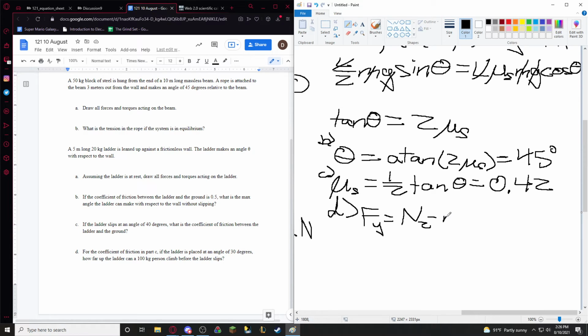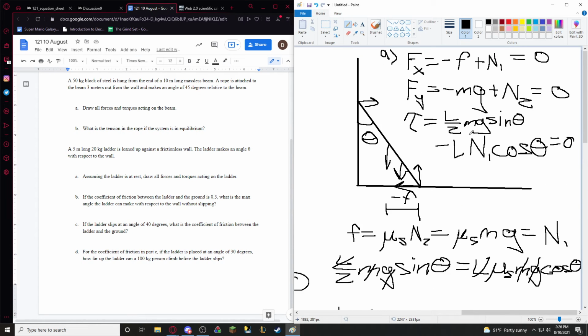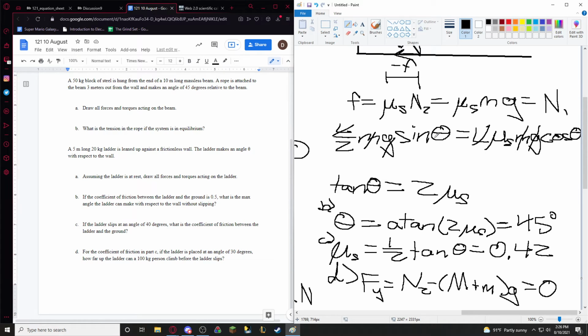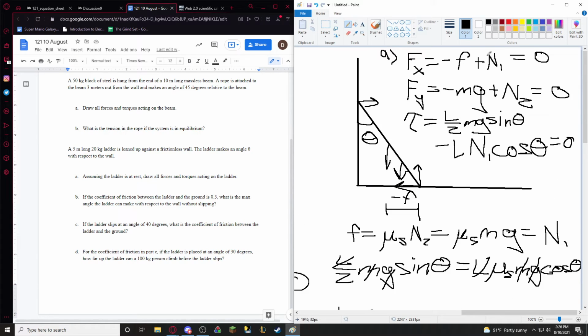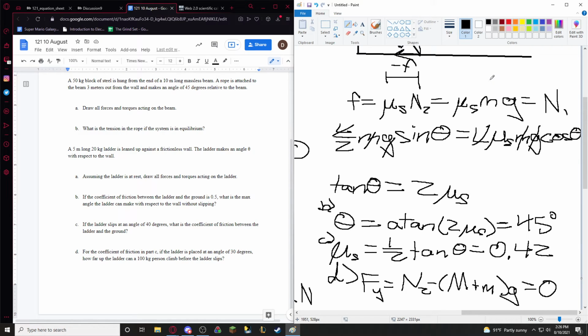Fy is equal to N2 minus, we'll call it M plus m, g, is equal to 0, where little m is the weight of the ladder, 20 kilos, and big M is the weight of the person, 100 kilos. And then from there, we can go ahead and do the same process as before, right? We have the frictional force is still equal to mu s N2, which is equal to mu s big M plus little m, g, which is equal to N1.